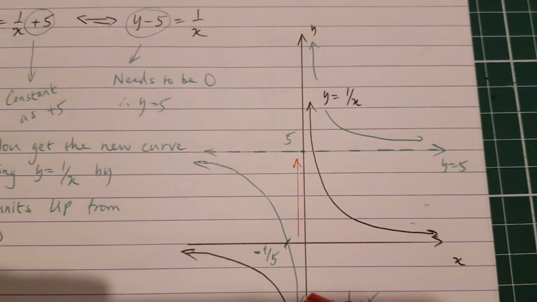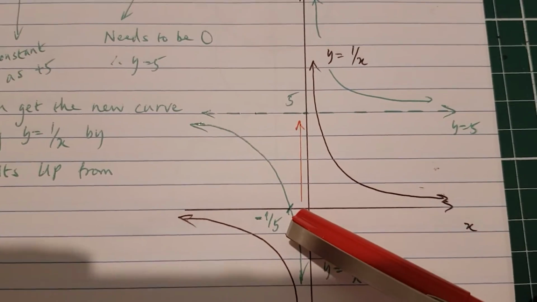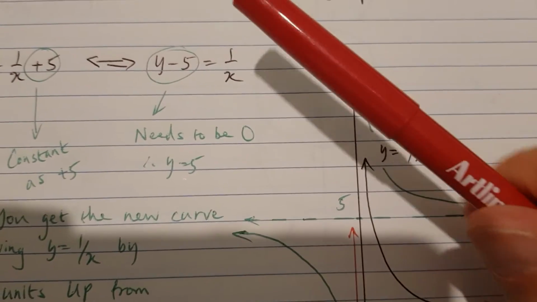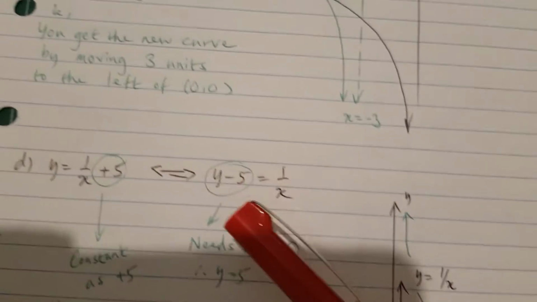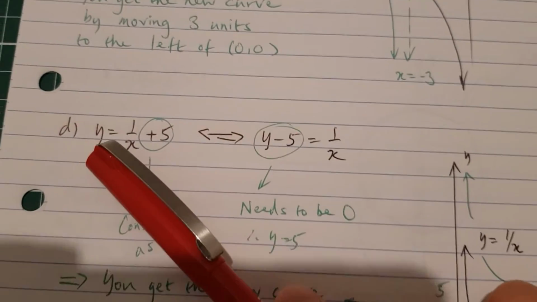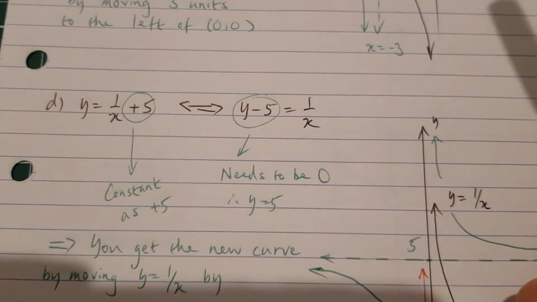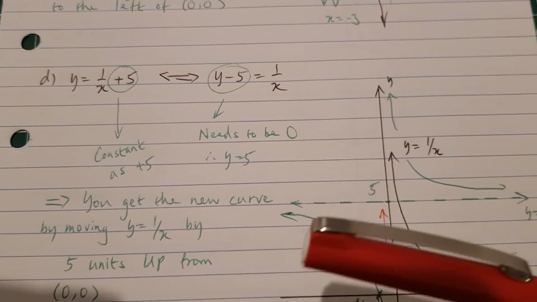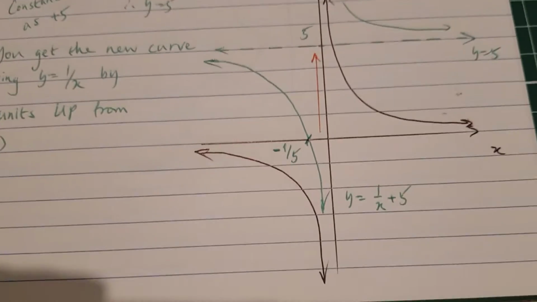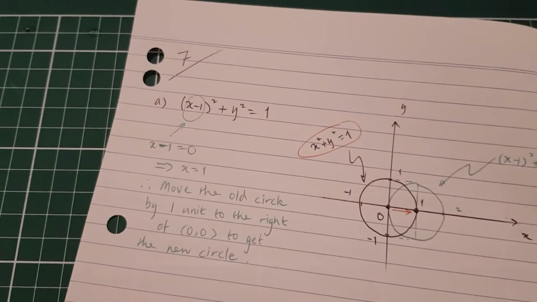Again, to specifically work out the x-intercept, you're going to have to set y equals 0 in that equation. So set y equals 0, then 1 on x has to be negative 5. So it's a reciprocal, so x is going to be negative a fifth. All right.